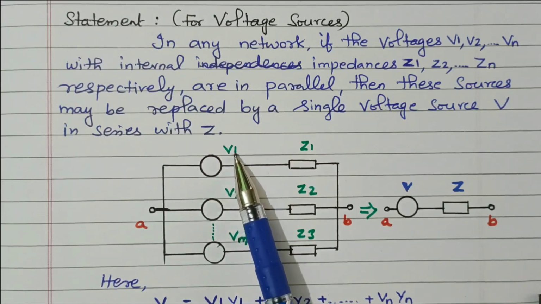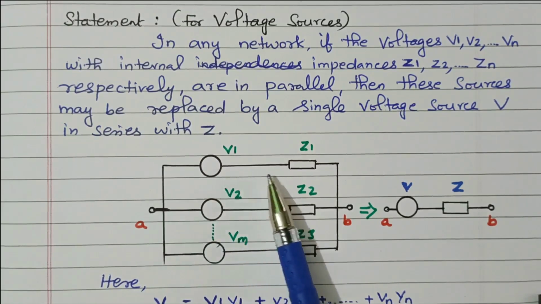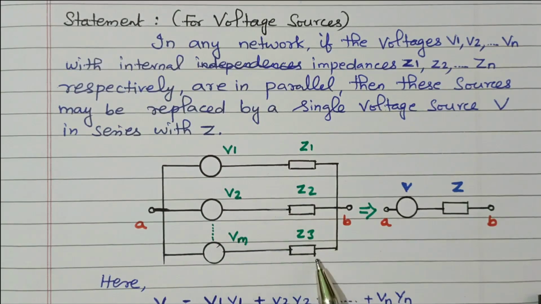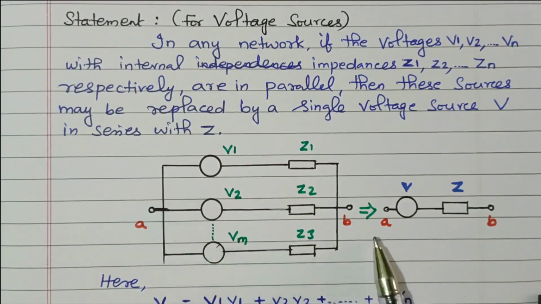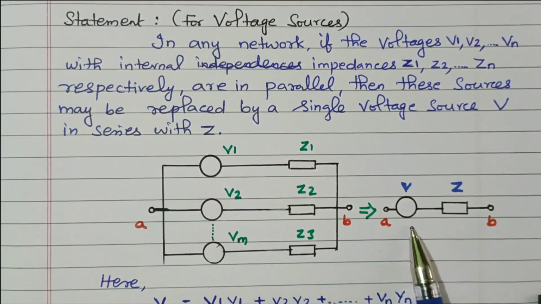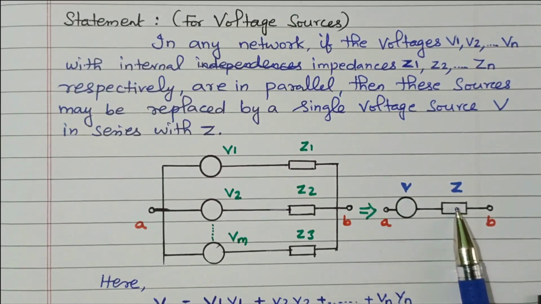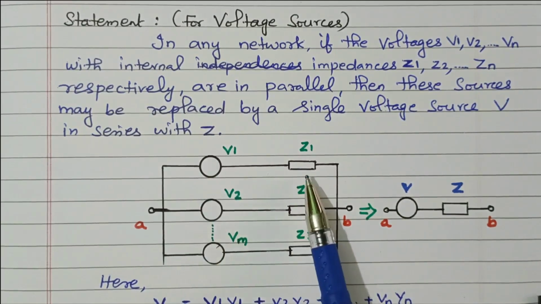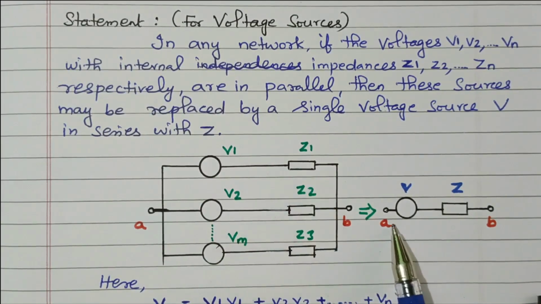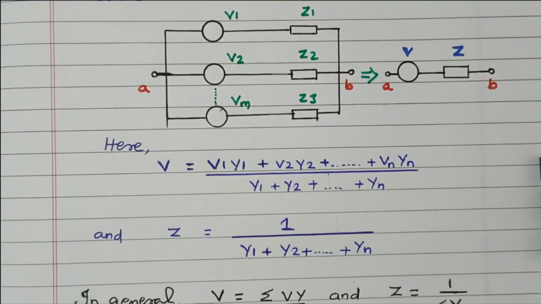So we have voltage sources V1, V2, Vn, right? N number of voltage sources available. In each source we have the impedance Z1, Z2 up to Zn, right? So the voltage sources connected in parallel can be replaced by a single voltage source with a single impedance. V is a single voltage source with a single impedance Z. This is the terminal AB. At terminal AB we have n number of voltage sources connected in series with impedances, that is replaced by a single voltage source and impedance. Now we see how to calculate the value of V and Z, voltage and impedance.